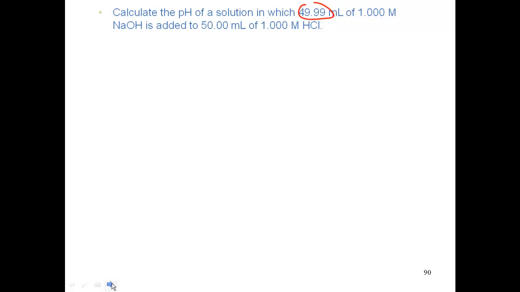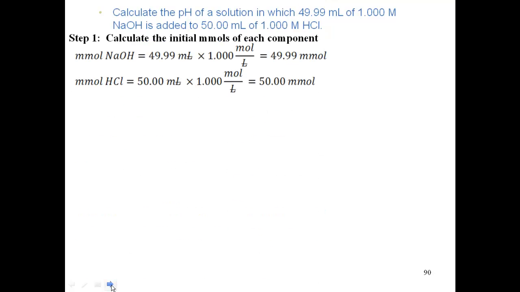The interesting thing we're going to find is how that pH differs from the equivalence point, which we just calculated was 7. I'm only 0.01 milliliters away. Since I have an excess of acid, I expect the pH to be less than 7. Let's look at my millimoles of each component. I've got 49.99 times 1, which is 49.99 millimoles of sodium hydroxide, and 50 times 1, which is 50 millimoles of HCl.